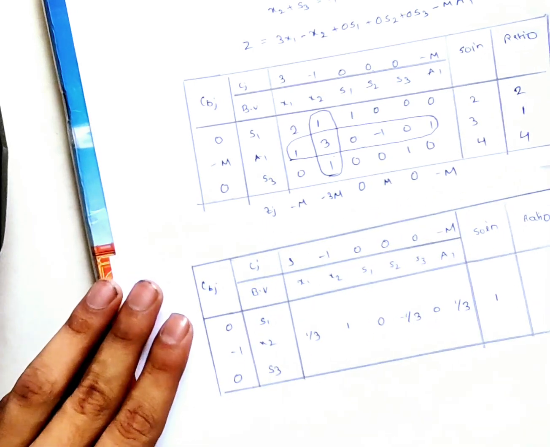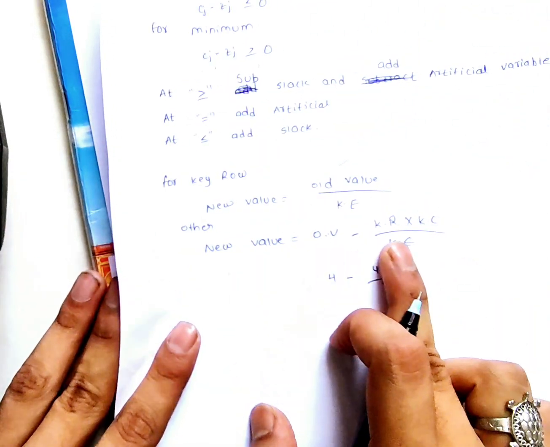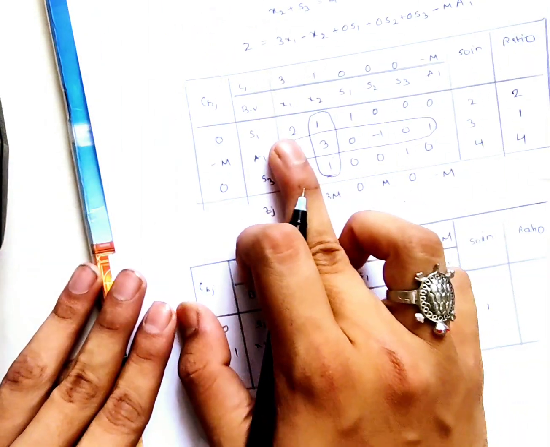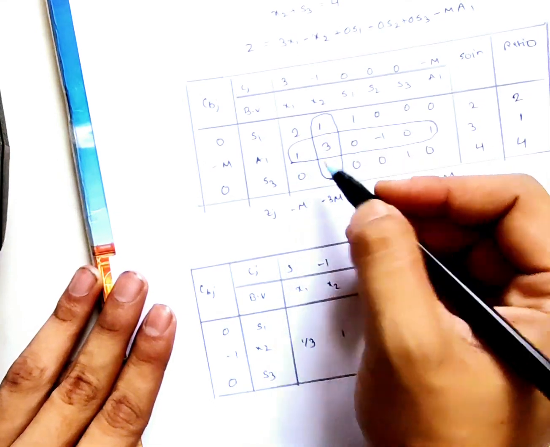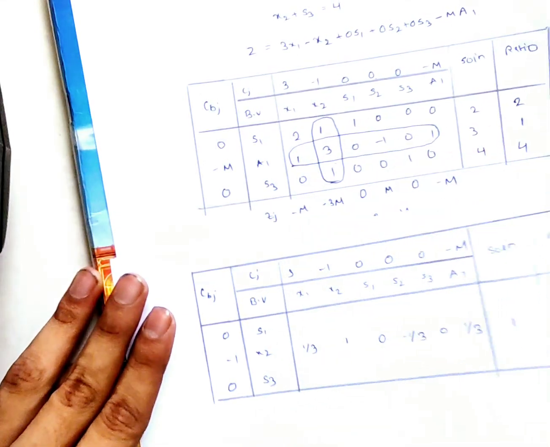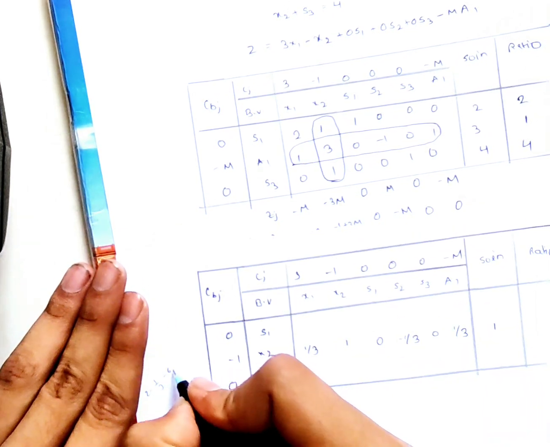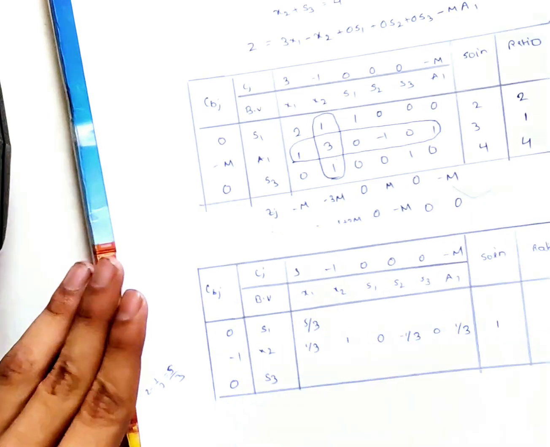And what is the formula for rows other than the key row? Old value minus key row into key column by key element. What is the old value here? 2. So 2 minus 1 into 1 by 3. How much is 2 minus 1 by 3? 6 minus 1 by 3, but it is 5 by 3, right? So here 5 by 3.